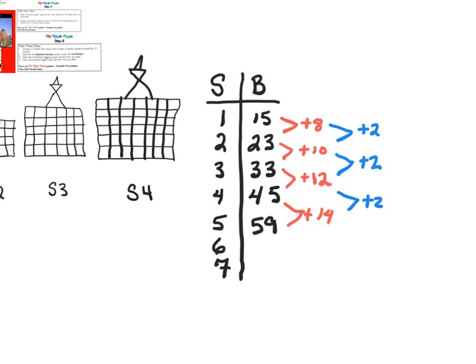Now I'll do the same thing. I'm going to add another caret in blue, right? And add 2 to 14. Well, 14 plus 2 is going to give me 16. And then I'm going to add 16 to the 59 that I have right here. And that, my friends, is going to give me 75. Bam. So there are 75 blocks needed to build the 6th section of this wall, right?